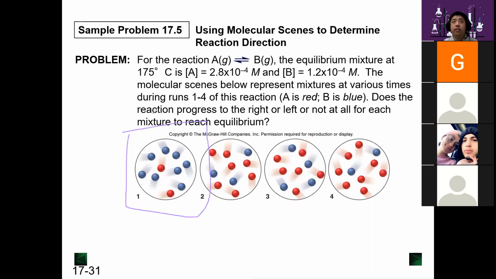Now, looking at each one of these dots, if A is red, B is blue, set up that same ratio and tell me what you get for Q. So for the very first one, B is on top over A. How many blue dots do I have? Okay. How many red dots do I have? 2, right? So 8 divided by 2 gives me 4. So that is my Q value. Do the same for each one of these three.